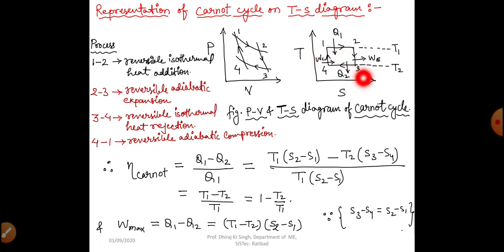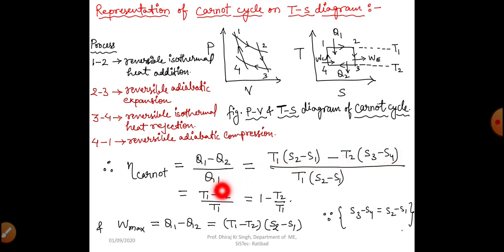And for Q2 we can write T2 into S3 minus S4. So in place of Q1 we write T1 into S2 minus S1, minus, in place of Q2, T2 into S3 minus S4, divided by T1 into S2 minus S1. After some calculations we will also see that S3 minus S4 becomes equal to S2 minus S1. From here also we can see that entropy of 2 is equal to entropy of 3, and entropy of 1 is equal to entropy of 4. That means the difference S2 minus S1 will be equal to the difference S3 minus S4. So this can get cancelled out.